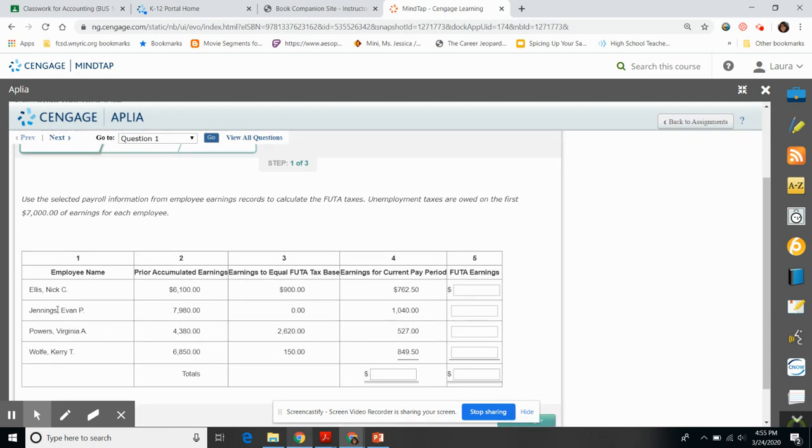So for each of these employees, there's 4 of them here. It gives us the prior, and then it gives us what they need to get to the 7,000, and then their current. So if this is not 7,000 yet, then we're going to have to pay something here in the earnings. So the first one is $6,100. Their new current pay is $762, and they still need $900 more to reach 7,000. So we're going to take that entire $762 figure and plug that in here.